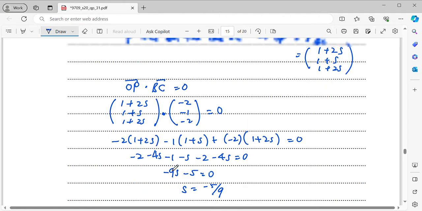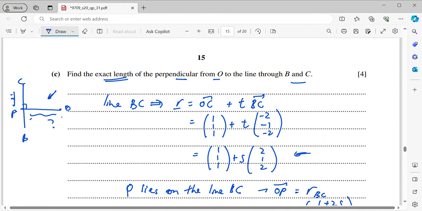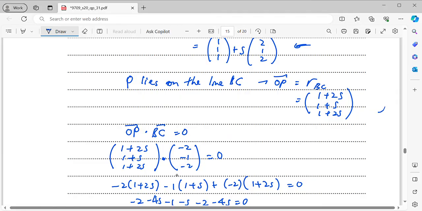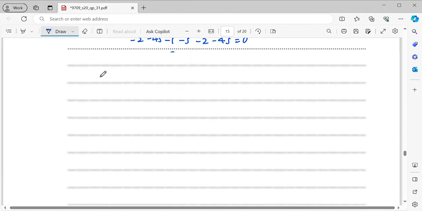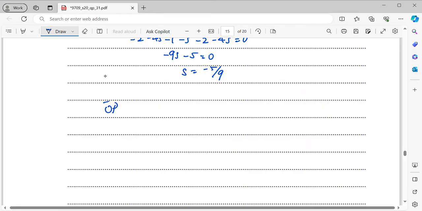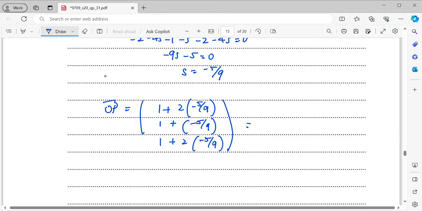Okay, once you have found this, because we need to find the length of OP, we have to find the vector first. So substitute the S. Now your vector OP equals 1 plus 2S, 1 plus S, and then 1 plus 2S. Then from here, you will be getting -1/9, 4/9, and -1/9.